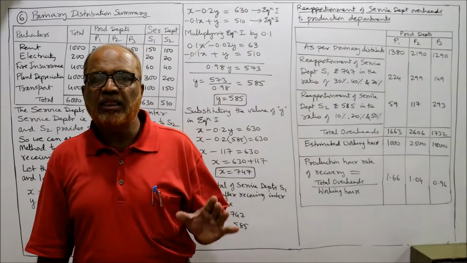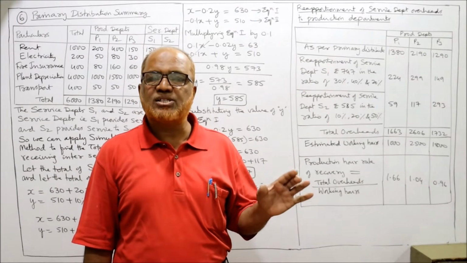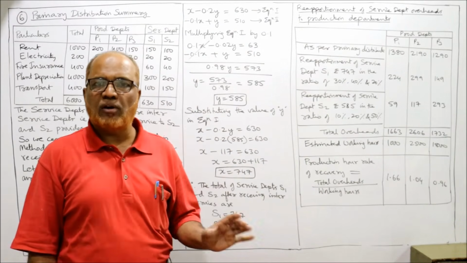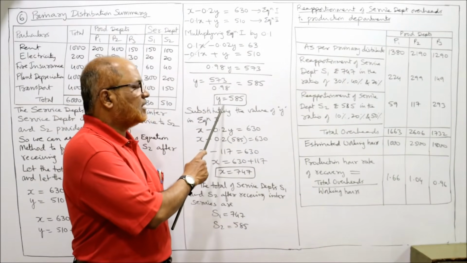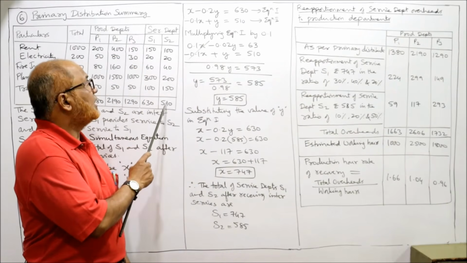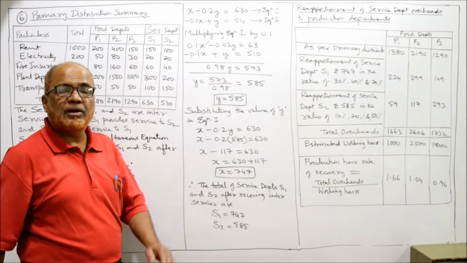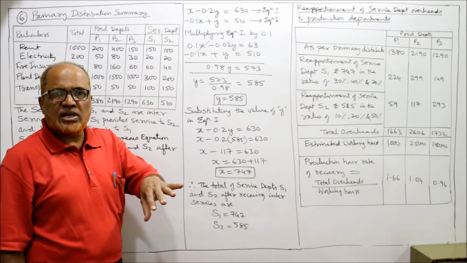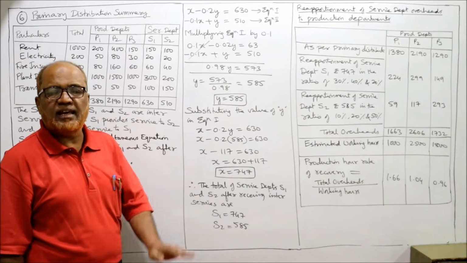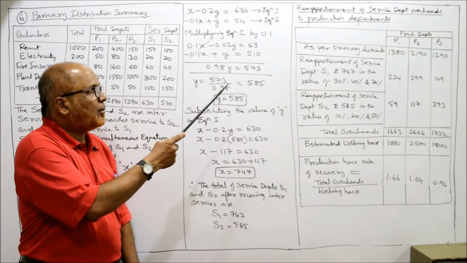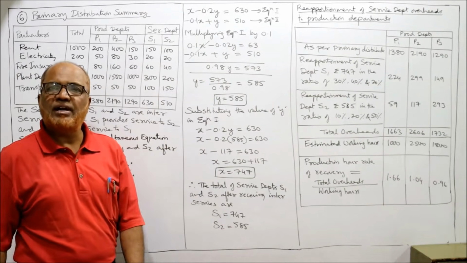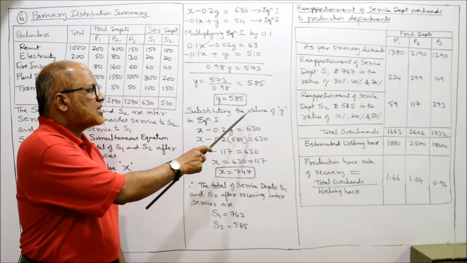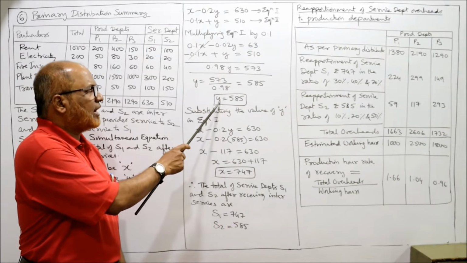What is y? The total of S2. The total of S2, so y is 585. Here the total of S2 was 510 when it was without receiving the service from the other service department. After receiving it, the total becomes 585. Similarly, substituting the value of y in the equation, we got it.